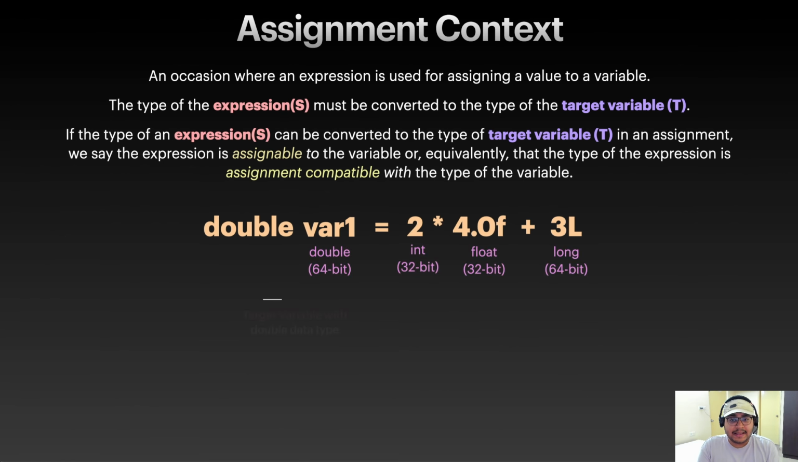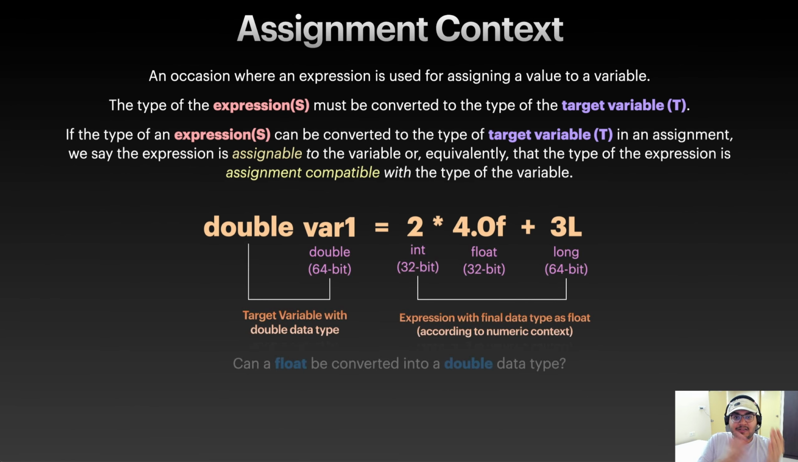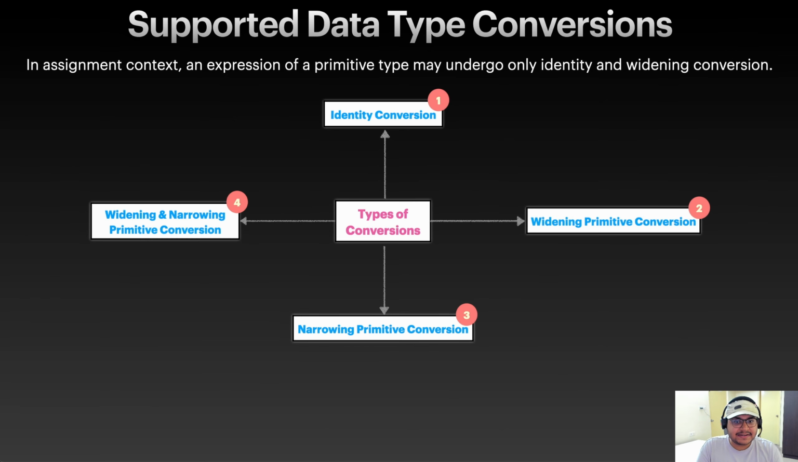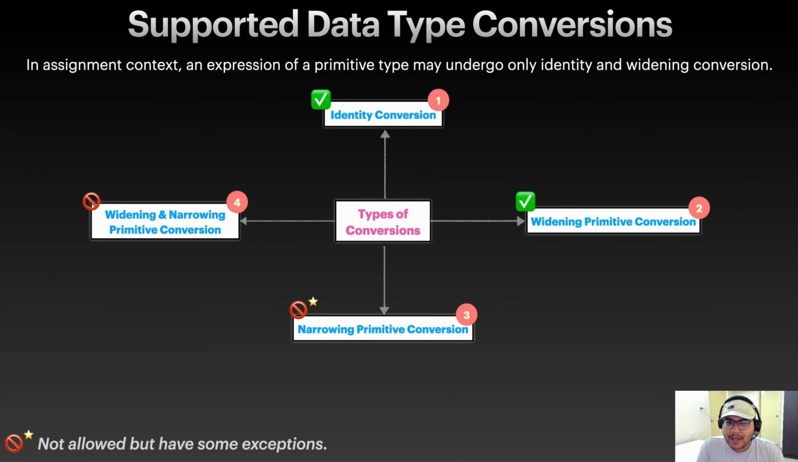For example, here in this case, we are assigning the expression whose final data type is float to a target variable var1 with a double data type. Can a float be converted to double in assignment context? Let's look at all the supported conversions in assignment context. In assignment context, only identity and widening primitive conversions are supported, and in some cases, narrowing primitive conversion is also supported. Let's begin with identity conversion in assignment context.